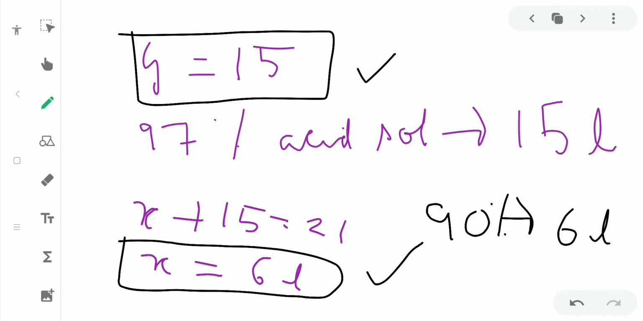So at last, if you want to check, you can add these two. You will get 15 plus 6, which is 21. So let us move on to the second question.